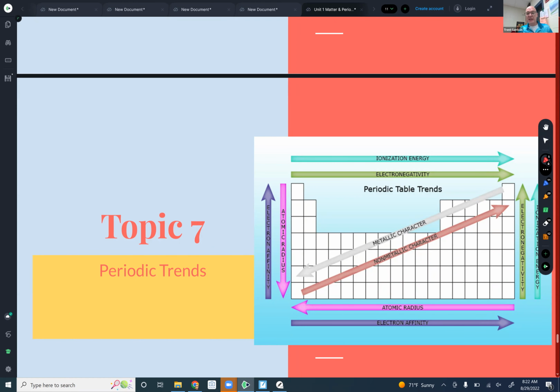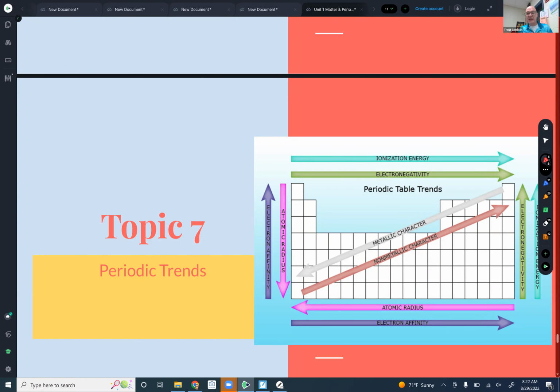An atomic radius is the distance from the center, the nucleus of an atom, out to its valence electrons. Now, the reality is we actually can't measure one atom. So what they'll do is they will take the total distance between two nuclei, and then they will divide that in half, and you end up with the atomic radius.